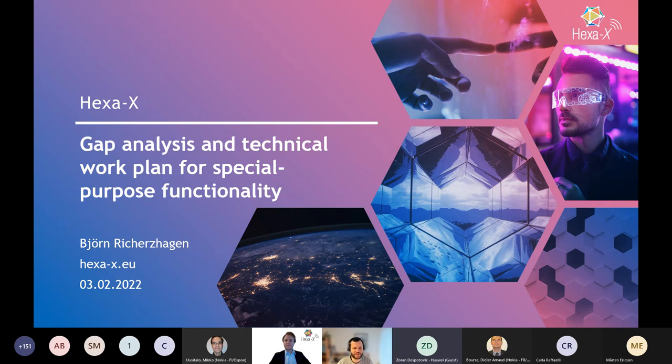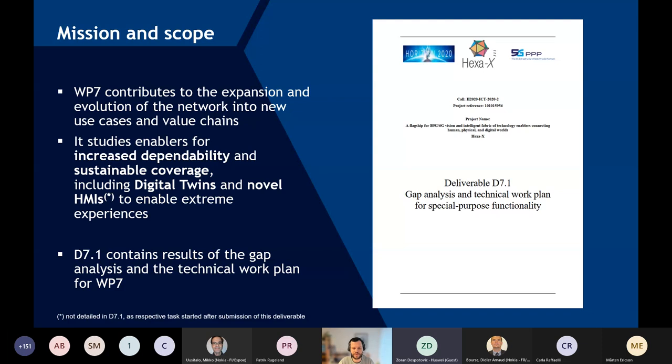Good morning. So I'm going to present the Work Package 7 deliverable we published mid of last year on the gap analysis and technical work plan for special purpose functionality. And maybe to set the stage, our mission and scope, we also contribute to roughly the same objective as Mårten just presented, so the expansion and evolution of the network into new use cases. Within Work Package 7, we have a very dedicated focus towards extreme experiences. So we focus on specific use cases, specific enablers for those use cases that later on allow us to extend the 6G network to such extreme experiences.